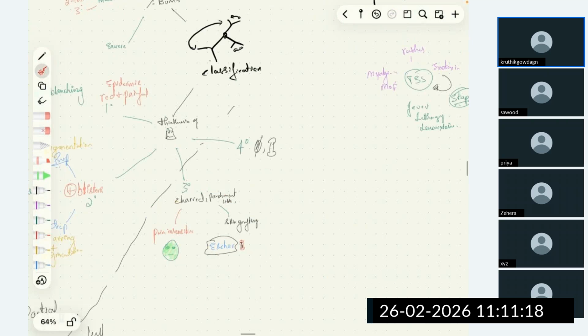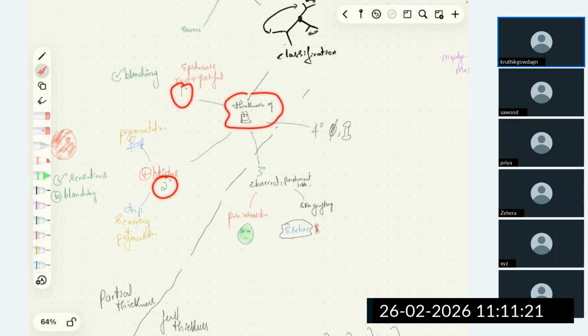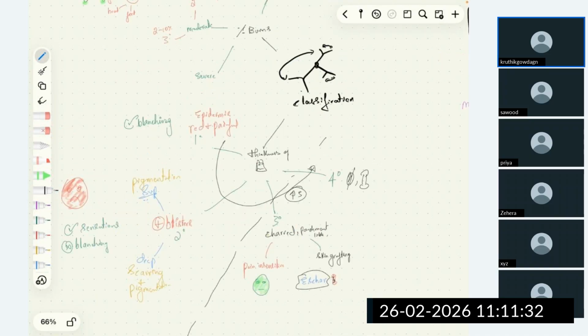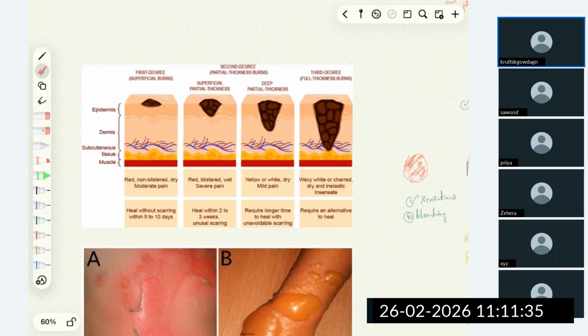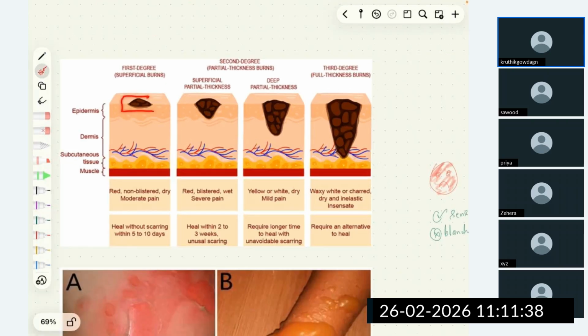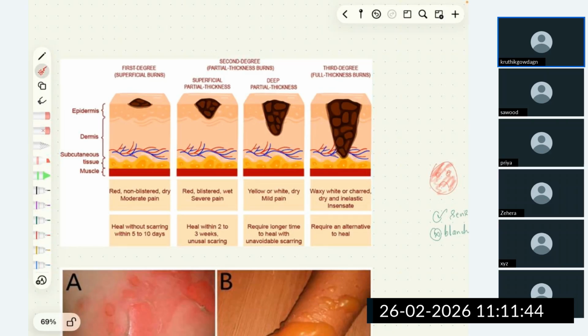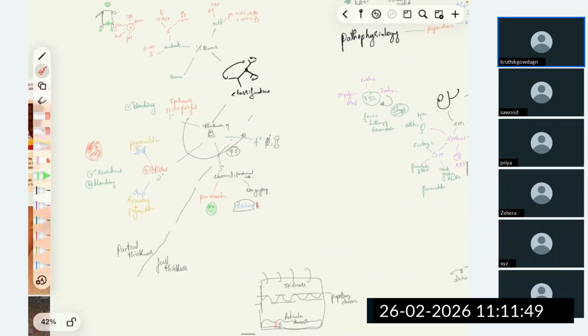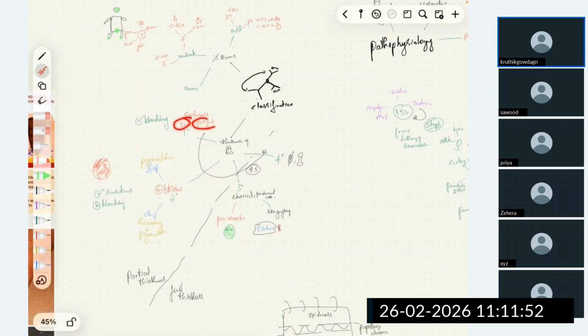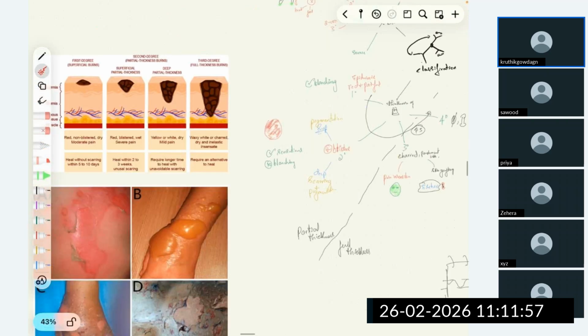Under classification, we have first degree burn, second degree burn, third degree burn, and fourth degree burn, with increasing severity from first degree to fourth degree. What is a first degree burn? First degree burn is the burn which involves only partial thickness of the epidermis. I repeat, in first degree burn, only the partial epidermis is involved. So it leads to painful redness, and the lesion will be visible as a painful red lesion.